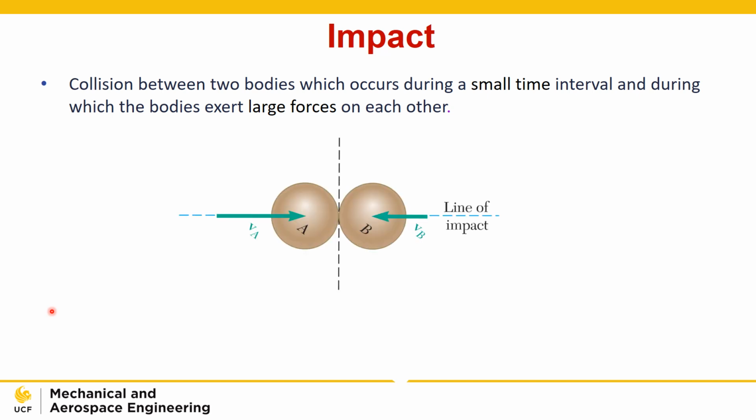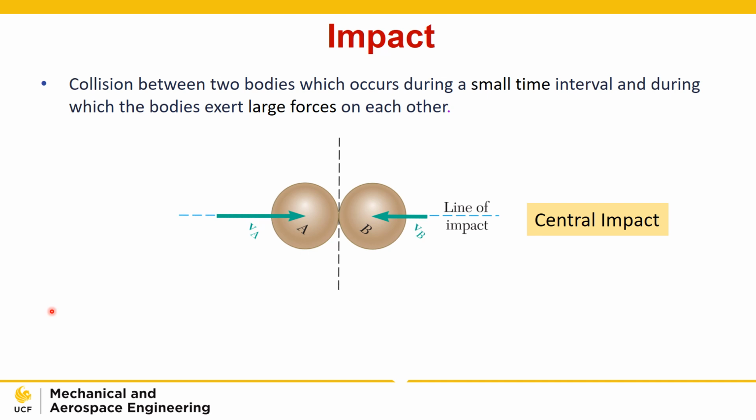Impact occurs when two bodies collide with each other during a very short period of time, causing relatively large forces to be exerted between the bodies. A very good example of impact is the striking of a hammer on a nail.